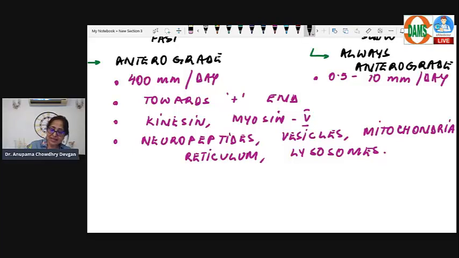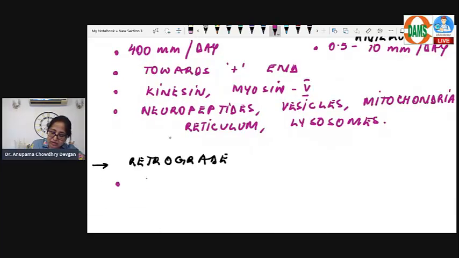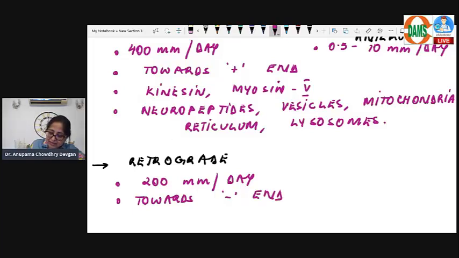Fast can be anterograde, and fast can also be retrograde. Retrograde means towards the cell body. And what is the rate? Fast retrograde is 200 millimeters per day. This is towards the minus end, and the molecular motor which is going to be used is dynein.